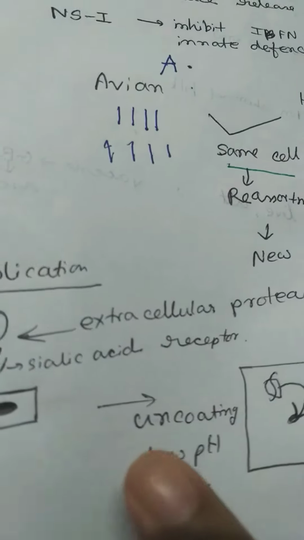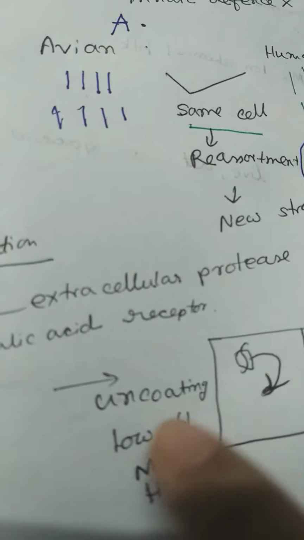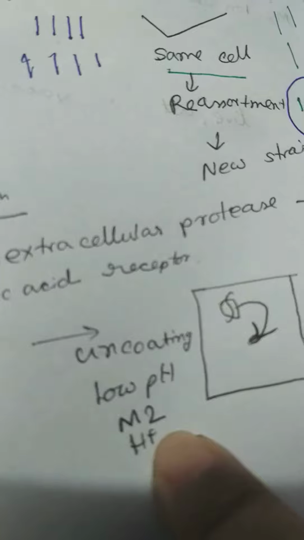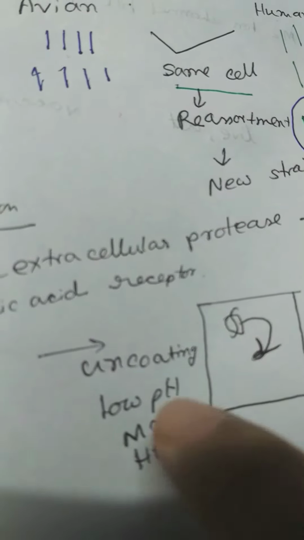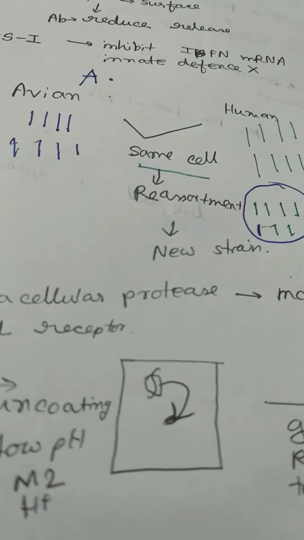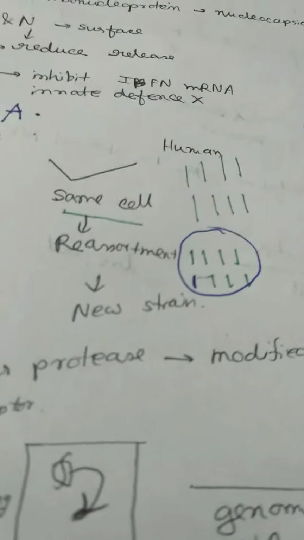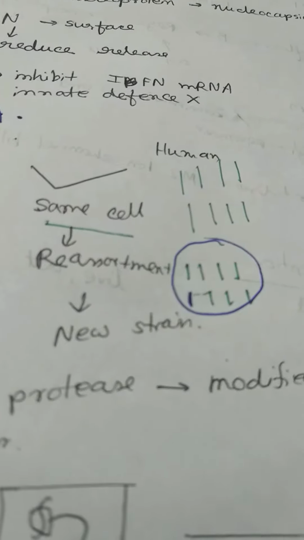After the binding, uncoating occurs. The uncoating is favored by low pH and M2 protein. M2 protein forms the ion channel and protons are transported, which disrupts the envelope, thus uncoating of the virus occurs. So after the uncoating, the nucleocapsid enters the cytoplasm and then it migrates to the nucleus. There the genome RNA is transcribed.